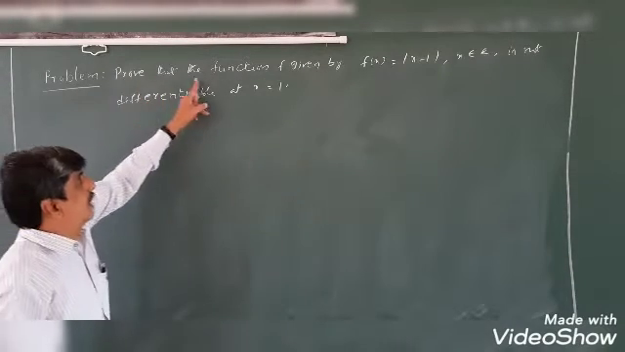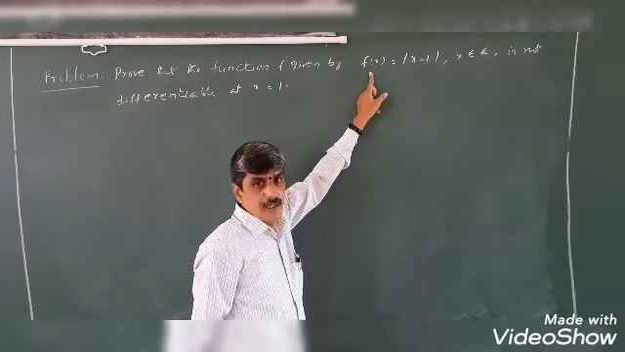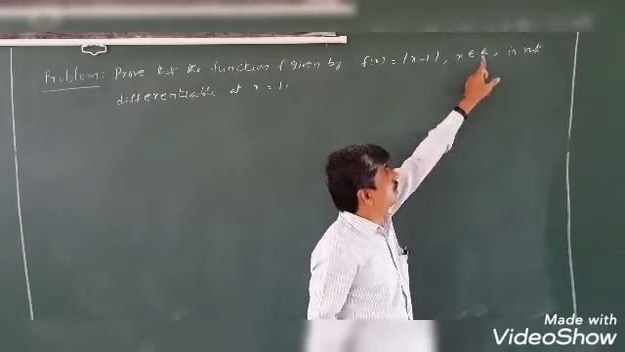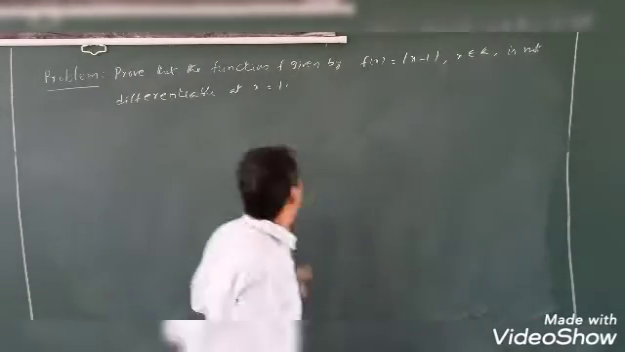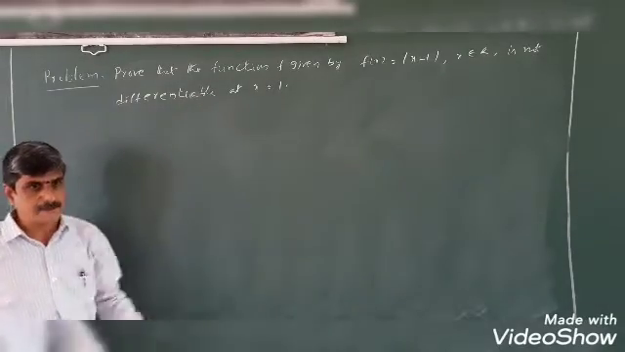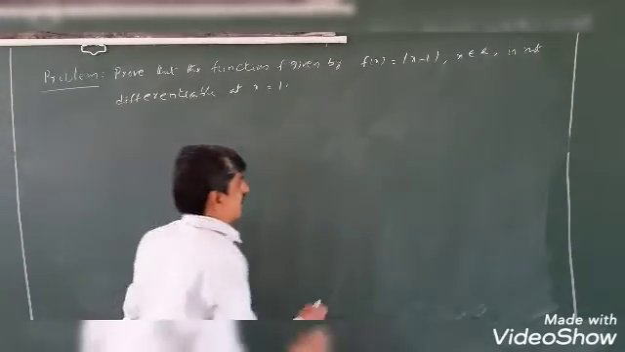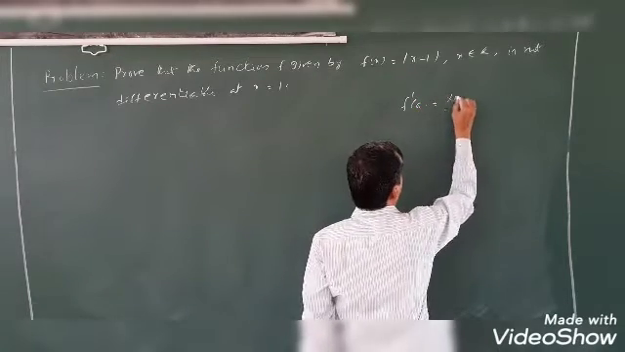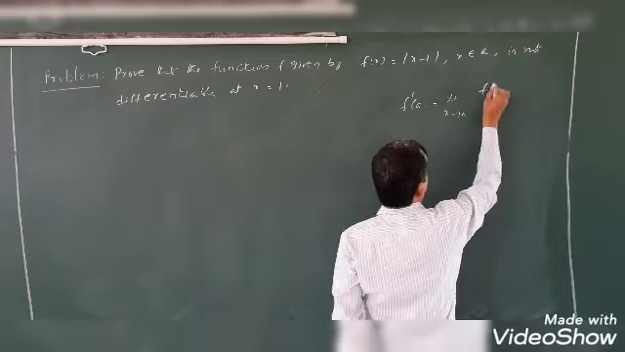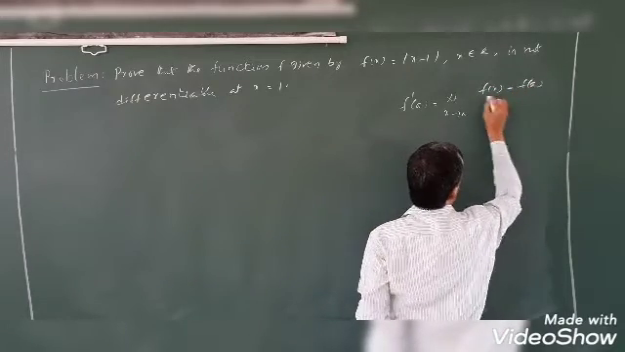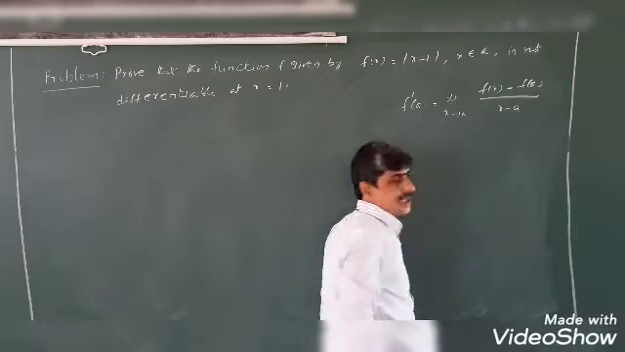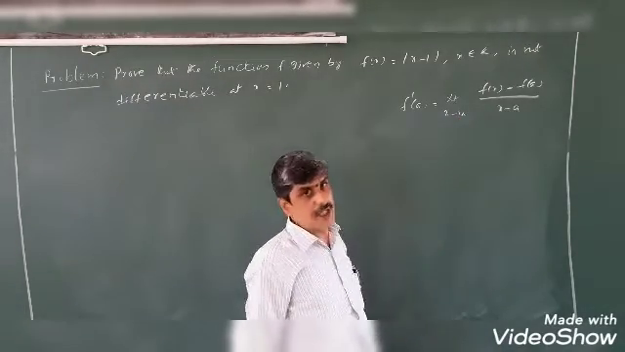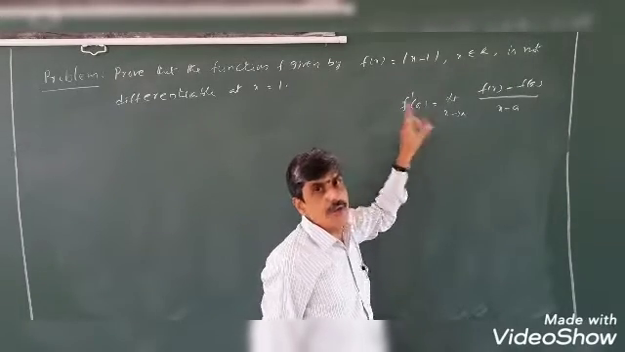Next problem. Prove that the function f given by f of x is equal to modulus of x minus 1, x belongs to R, is not differentiable at x is equal to 1. So f is differentiable at x is equal to a if f dash a is equal to limit x tends to a of f of x minus f of a by x minus a. If this limit exists, then the function is differentiable at x is equal to a.